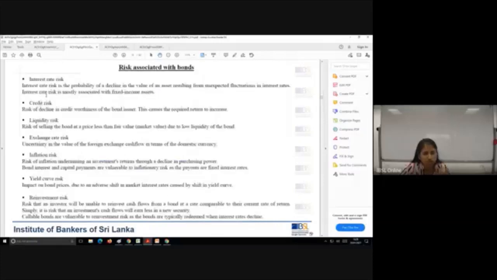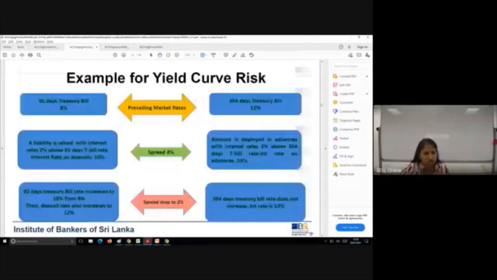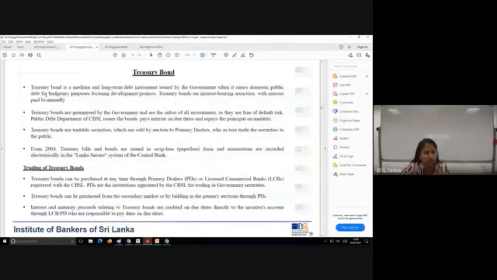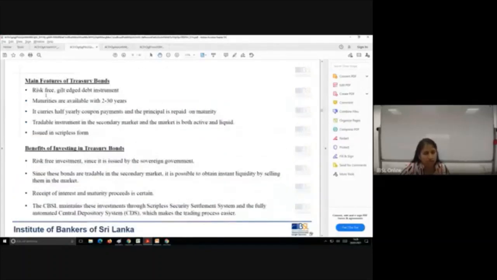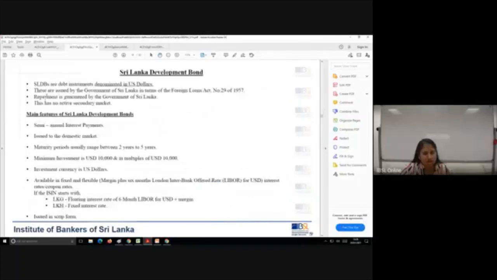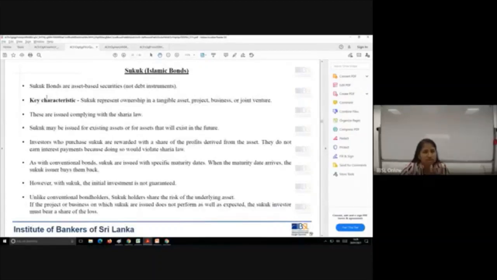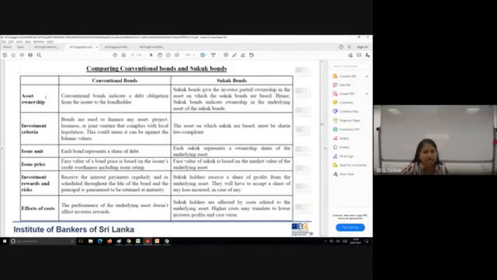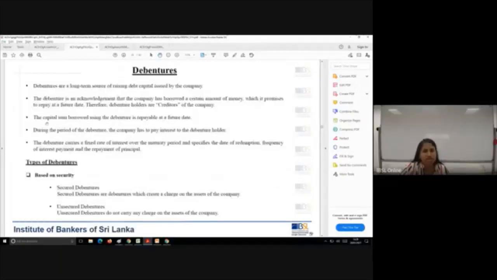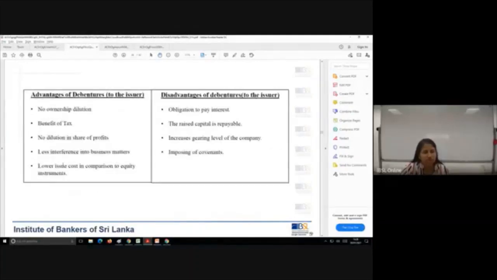Then you have the risk associated with bonds that we talk about. Then we have the treasury bond that is issued by Sri Lanka. Then you have the Sri Lanka development bond that we will talk about. Sovereign bond that we will talk about. Finally, the sukuk or the Islamic bond. What is this bond? How is it different from the other bonds? Then you have debentures. What are the debentures? What are the types of debentures available? What are the advantages and disadvantages of going for a debenture?